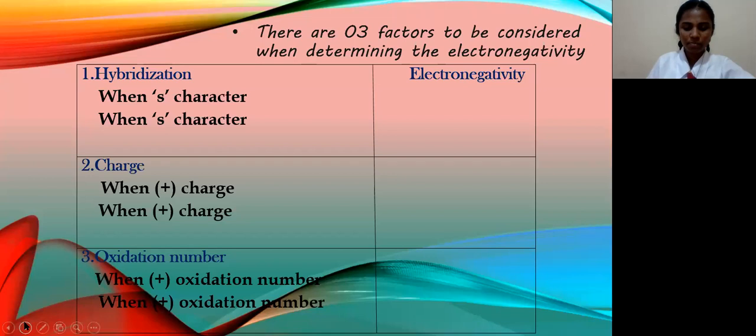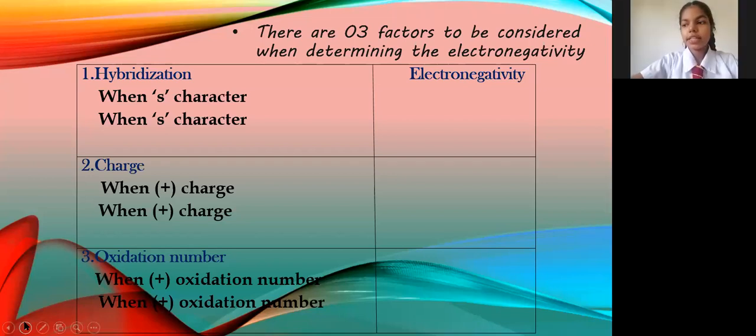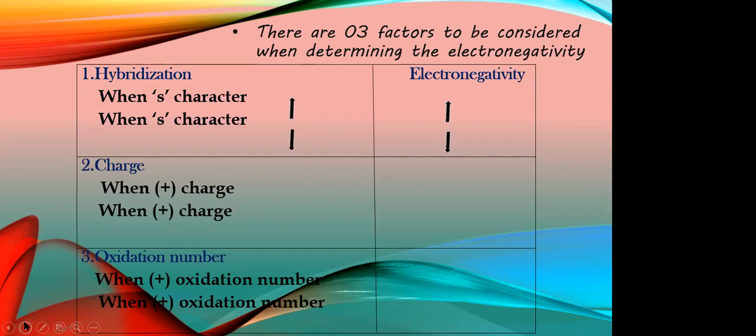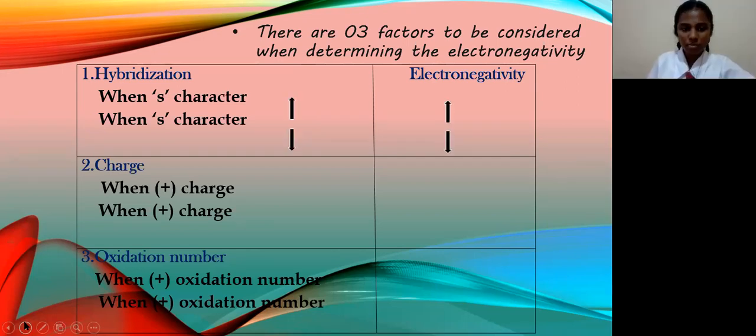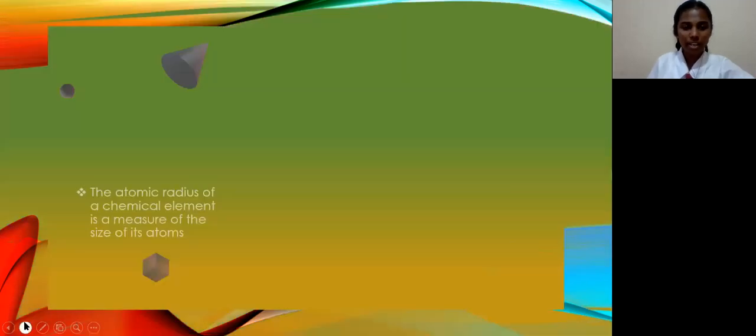So, Uma, can you describe how the above three factors vary with the electronegativity? It's easy to memorize how these factors vary: with the s character of hybridization, the positive charge and the positive oxidation number, as these factors increase, the electronegativity also increases and vice versa. Now I'll hand over to Vihanga to talk about atomic radius.